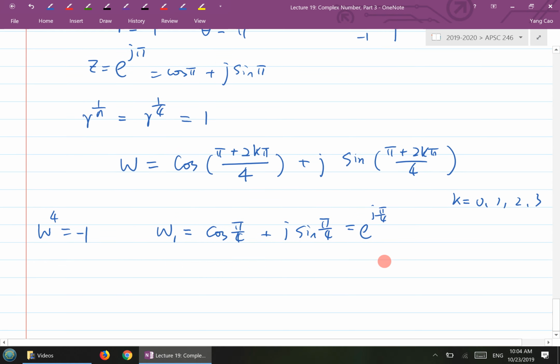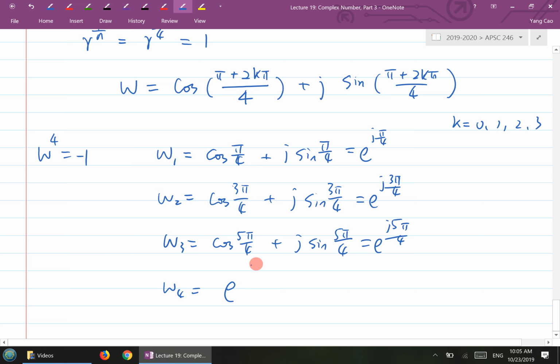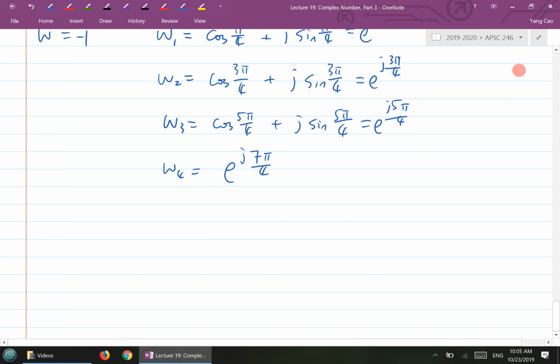And then for w2, it's going to be cosine 3 pi over 4 plus j sine 3 pi over 4. For k equals 2, that's cosine 5 pi over 4 and sine 5 pi over 4. And the last one will be 7 pi over 4. So 4 different solutions. Each one of these to the power of 4 will be equal to -1, which is the original complex number.